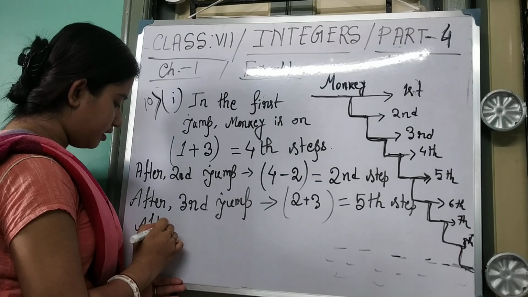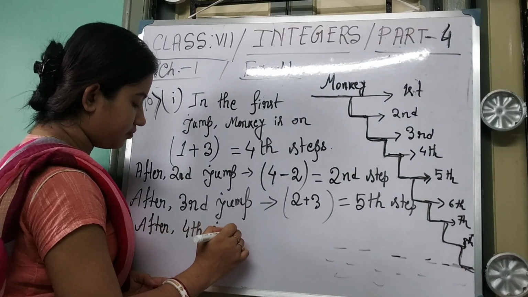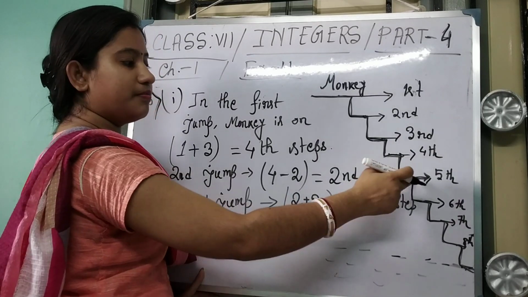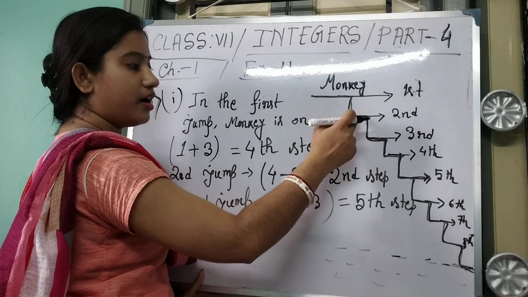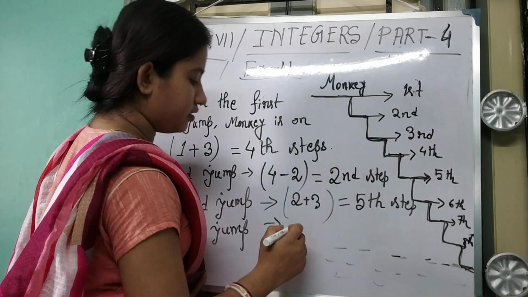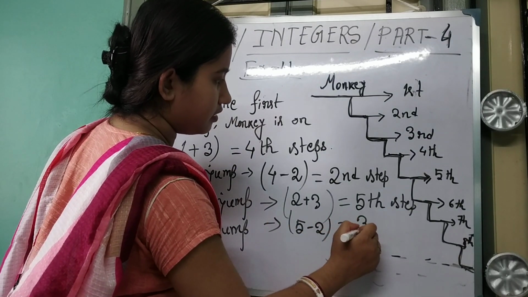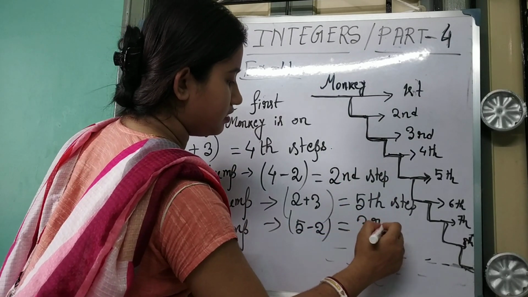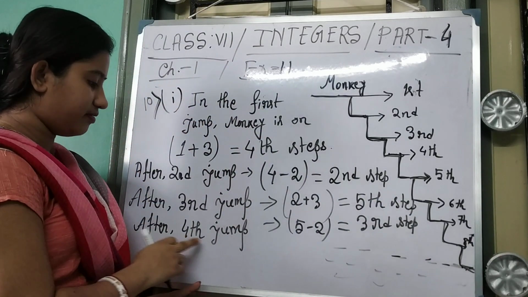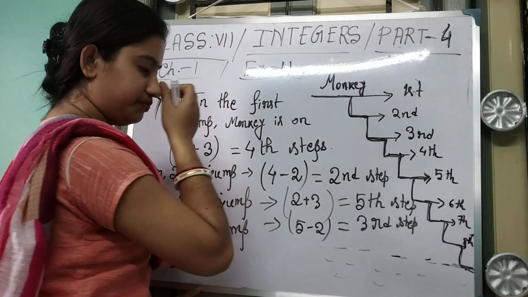Now after the 4th jump, the 4th jump means the monkey jumps 2 steps up. That means from this step, 1, 2. So from this, 5 minus 2, then we get 3. So this is the third step. So after the 4th jump, the monkey is on this step, the third step.